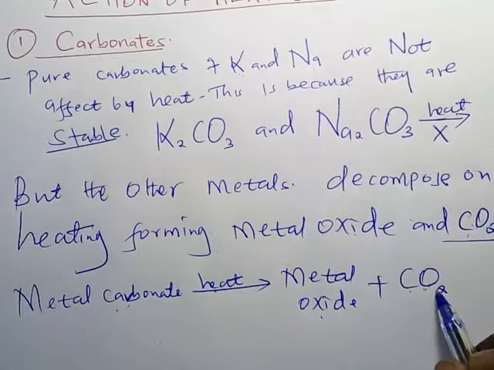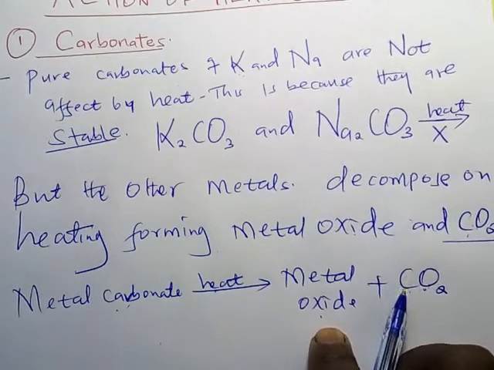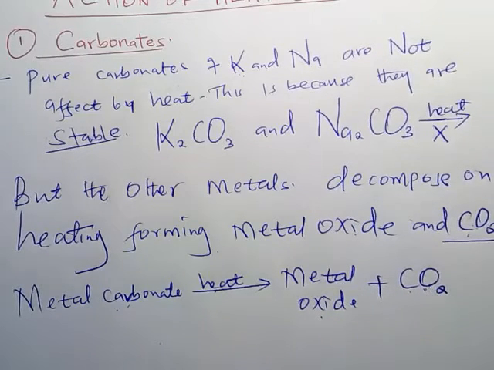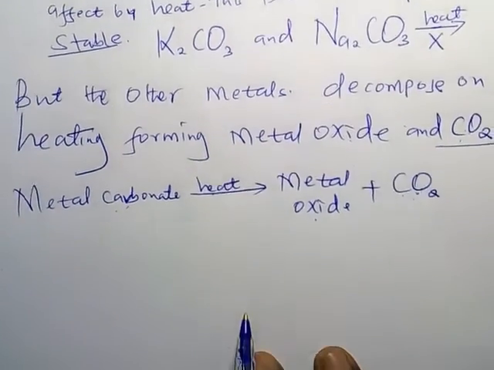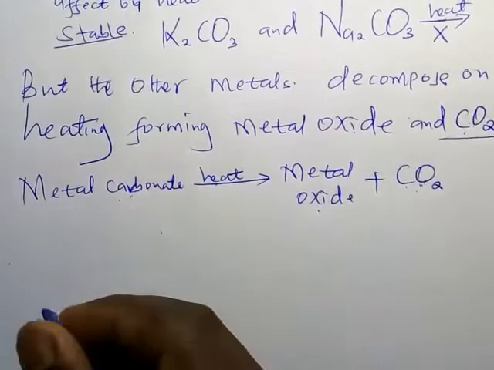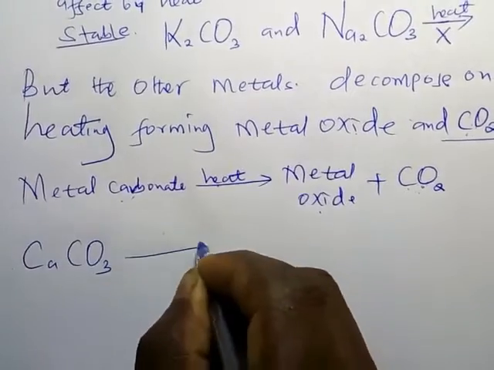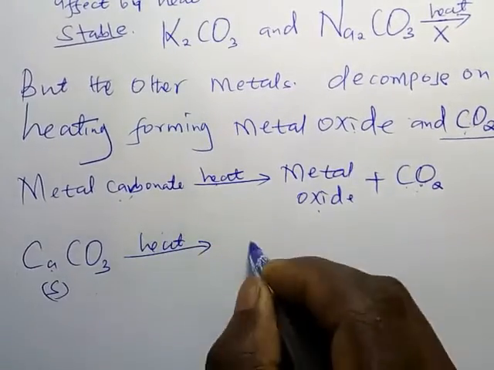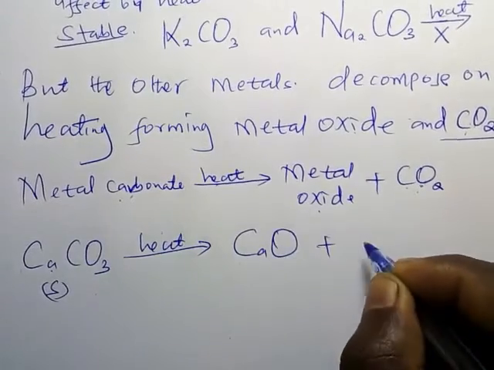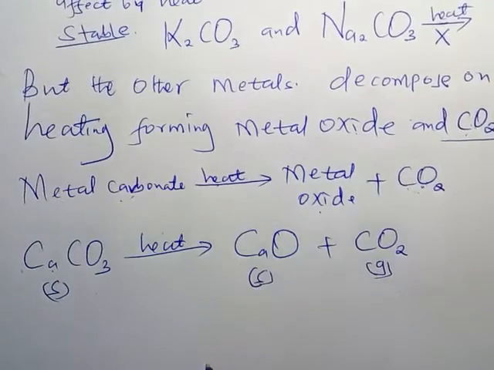You know how to test for carbon 4 oxide gas? When this gas is bubbled through calcium hydroxide or lime water, a white precipitate is formed, and that is how we test for carbon 4 oxide gas. Let me give you one example of a carbonate. For example, if we have calcium carbonate, which is a solid, when you heat this, you form calcium oxide plus carbon 4 oxide. This is a gas and this one is a solid.